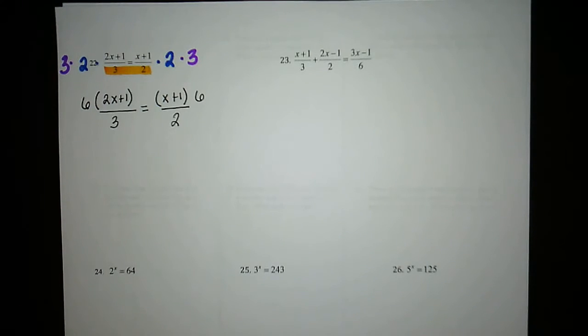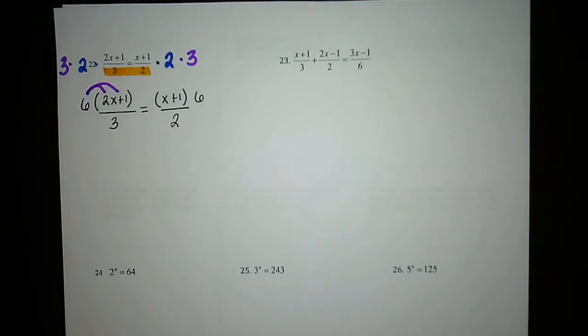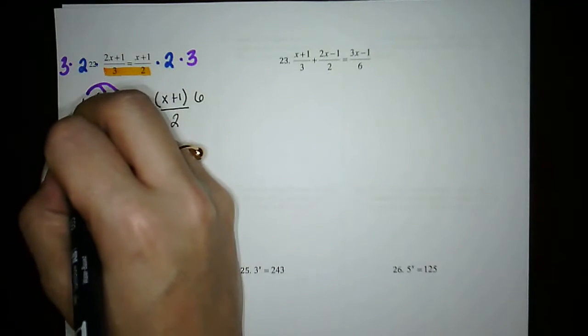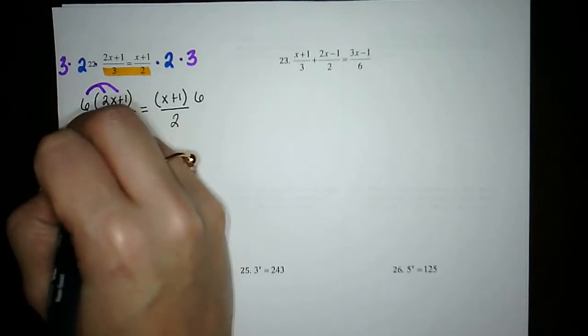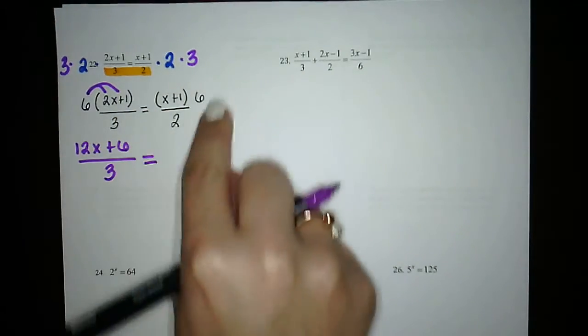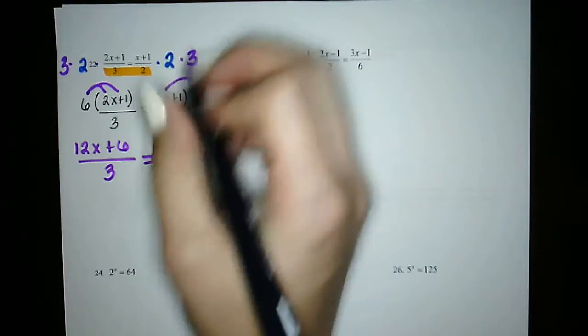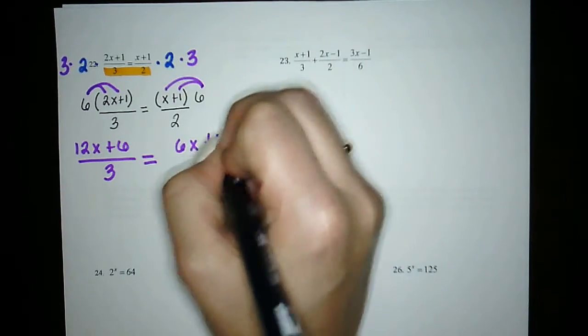So now we can simplify a little bit more. And you can do this a couple different ways. But the way we're going to do it is we're going to distribute the 6 to everything in the parentheses behind it. 6 times 2 is 12x. 6 times 1 is 6. We're going to do the same thing on the right side. So 6 times x is 6x. 6 times 1 is 6.